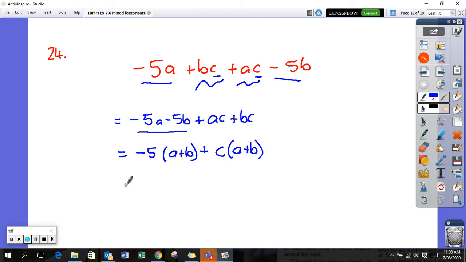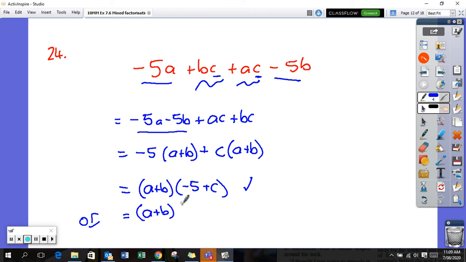We do a second level of factorising. So we take the A plus B out the front, and we're left with minus 5 plus C. Okay, that answer is fine, but a lot of people would prefer to switch these around. So write either, because both answers are correct and both answers are quite final. So we could write that as C minus 5 just so we've got a negative sign at the front.